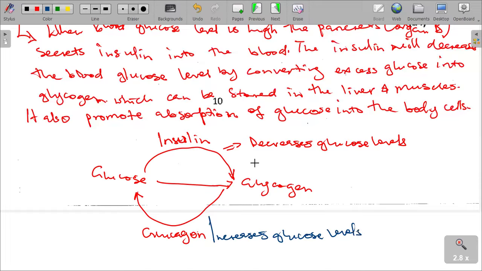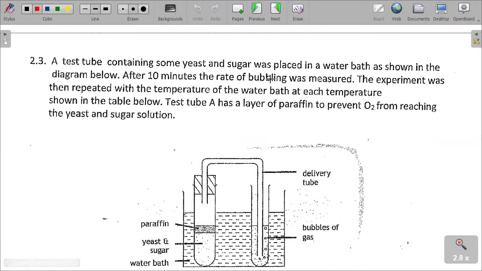So please take note of this, such that you don't make mistakes. Insulin decreases glucose level, and then glucagon increases it. This is a summation of the processes in terms of the balancing of glucose in the body as a result of insulin and glucagon. I'm sure that you can understand and relate. Let's just quickly move to the next question.